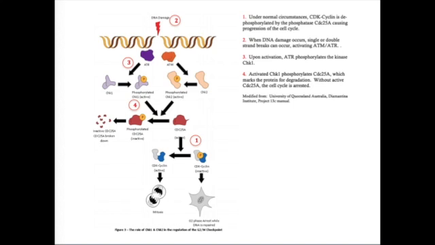At number 2, when DNA damage occurs, single or double strand breaks can occur, activating ATM, ATR. At number 3, you can see that upon activation, ATR phosphorylates the kinase CHEK1. At number 4, you can see that activated CHEK1 phosphorylates CDC25A, which marks the protein for degradation. Without active CDC25A, the cell cycle is arrested.